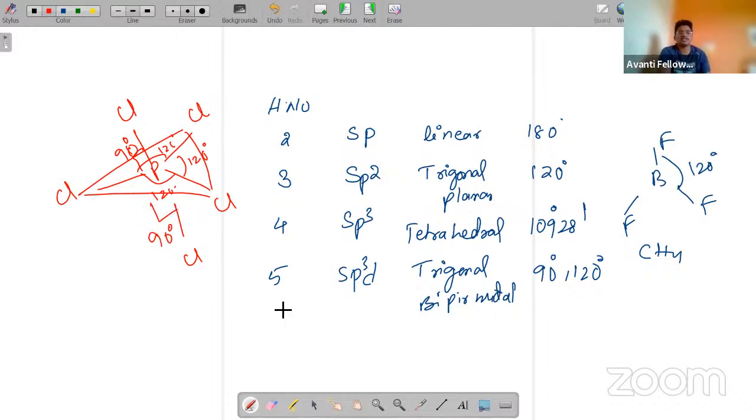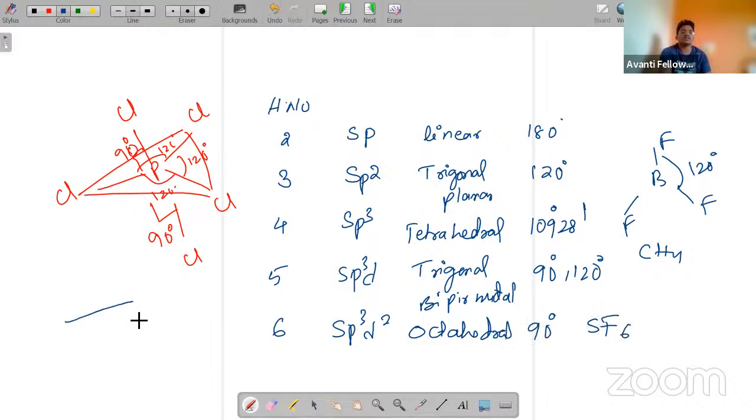And number 6 is sp3d2, which is also called octahedral. All the bond angles are 90 degrees. The best example is SF6. If you draw SF6, it has a plane with 4 fluorines in the plane, 1 fluorine at the top and another fluorine at the bottom. The bond angle is 90 degrees.